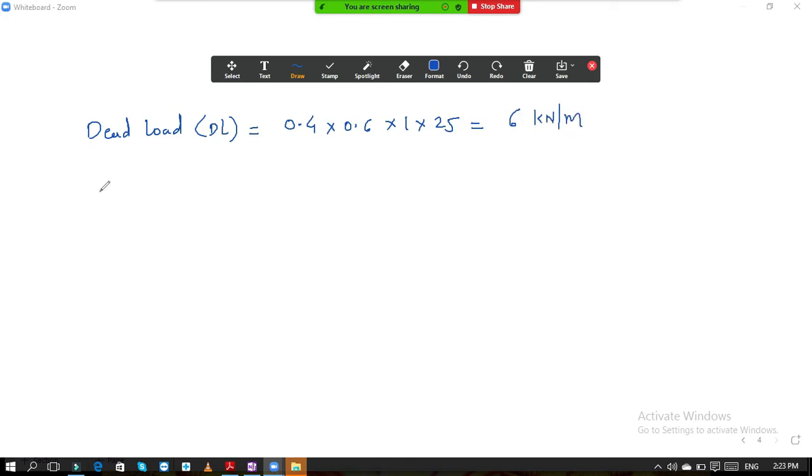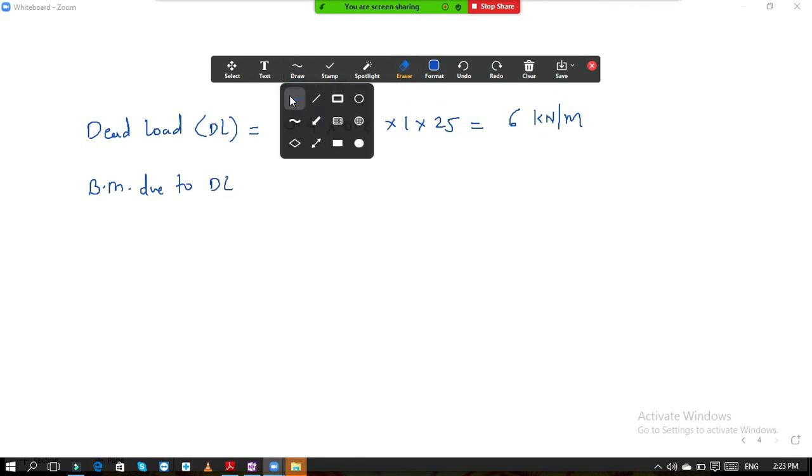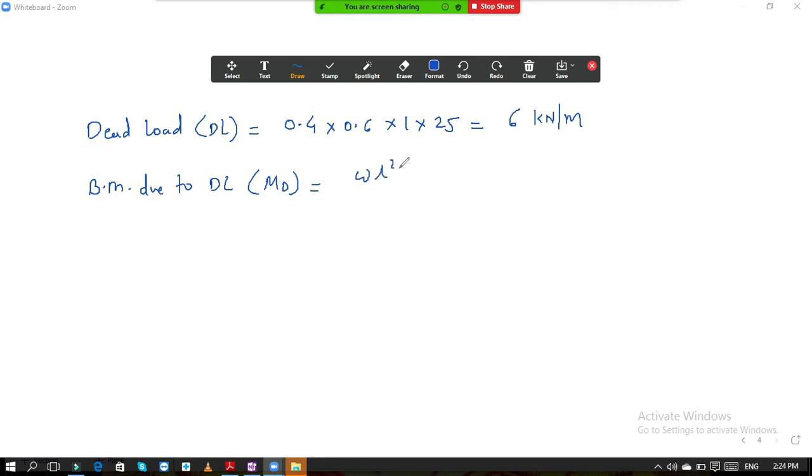Okay. So now calculate the bending moment due to dead load. This is MD, bending moment due to dead load. It is again a simply supported beam carrying UDL, WL square by 8. That is 6 into 6 square, that is span, divided by 8. It is 27 kilonewton meter.